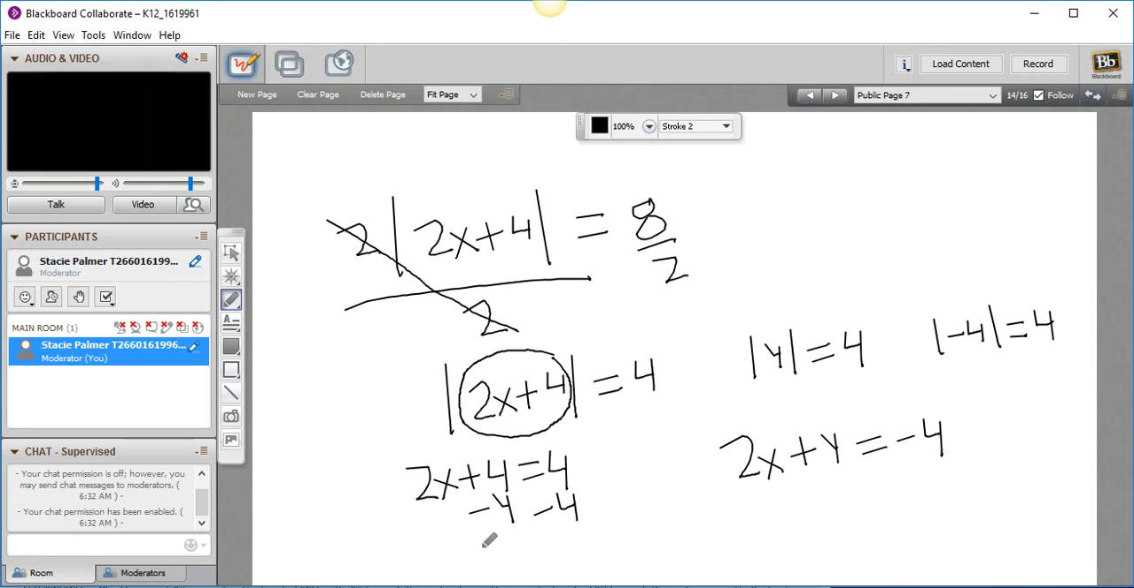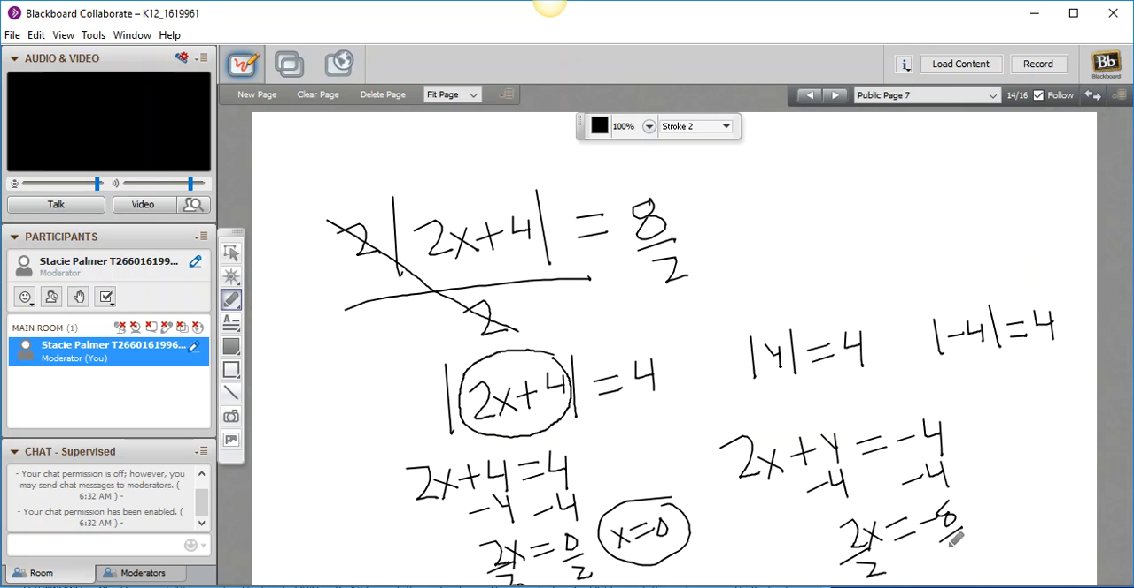We would subtract 4 from both sides. 2 times x equals 0. Divide by 2. x equals 0. That's one of our solutions. We would subtract 4 here and here. So 2 times x equals negative 8. Divide by 2 on both sides. x equals negative 4. That is one of our solutions.